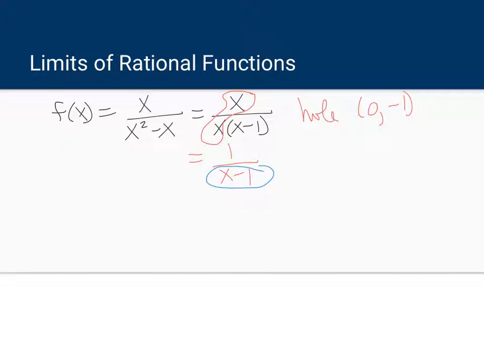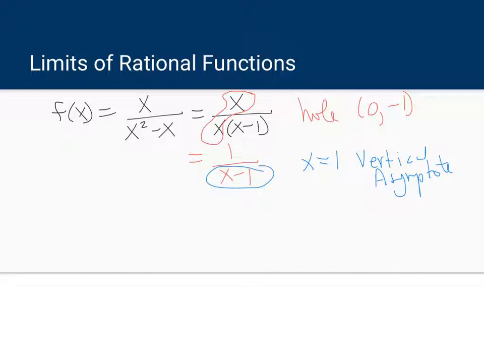Now, looking at 1 over x minus 1, we see that we still have a factor in the denominator that can zero out. If x is equal to 1, the denominator is 0, and because it cannot be canceled, we know that x equals 1 is the location of a vertical asymptote. So we have two special features in this graph that we need to be concerned about.